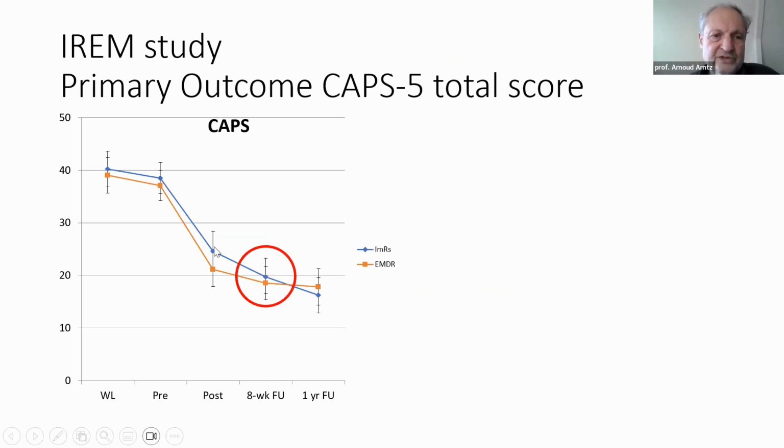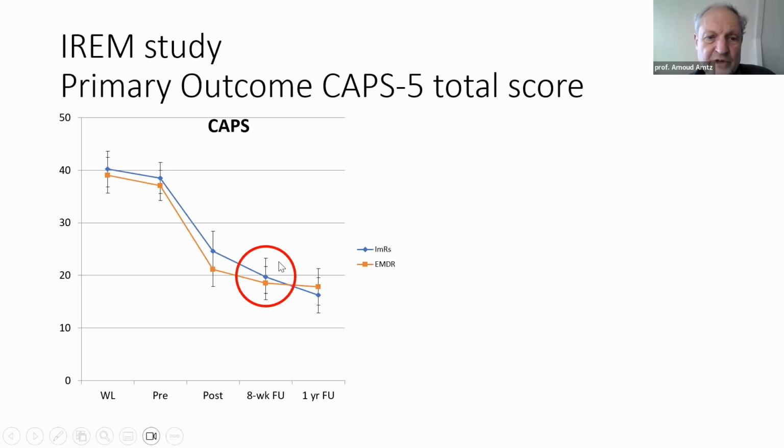Then with treatment, there's reduction, and we decided that the essential moment of comparison of the two treatments would be at 8 weeks follow-up, because the CAPS asked for the PTSD symptoms during the last month, and that would overlap with, on average, the half of the treatment. So the 12 sessions were offered in 6 to 8 weeks.